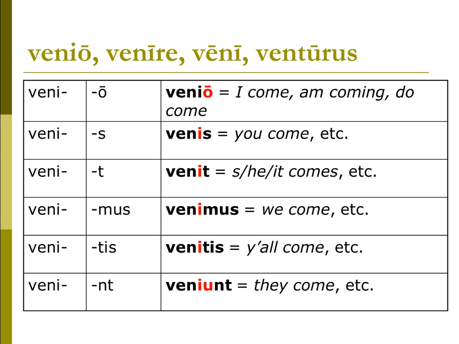Let's see this in practice. Let's use the verb venio, venire, veni, venturus, meaning to come. You can see on the left, in the first column, the stem, venire. If you cut off the RE, you're left with veni. Then you simply add your personal endings, and oh look, you don't have to change anything. They stick around. Venio, venis, venit, venimus, venitis, and then in the third plural, that U comes back.